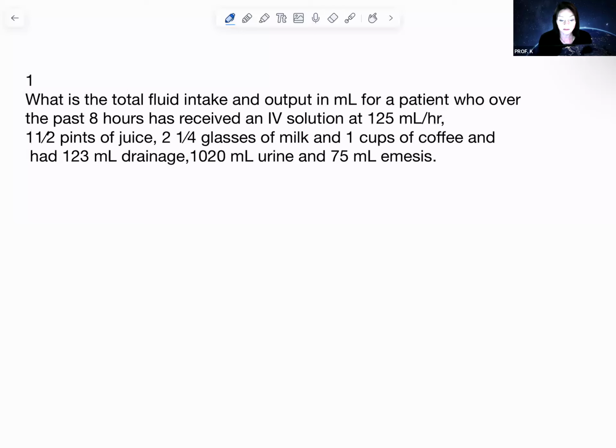They urinated 1,020 milliliters of urine, and then they vomited. Emesis means throwing up, vomit, 75 milliliters. So this is testing your knowledge about terminology as well as what's considered input and output. So let's start with the output. It's asking you to tell me the total intake and output. It's always 2 numbers. Do not give me one giant number. It's wrong if you do that, okay?